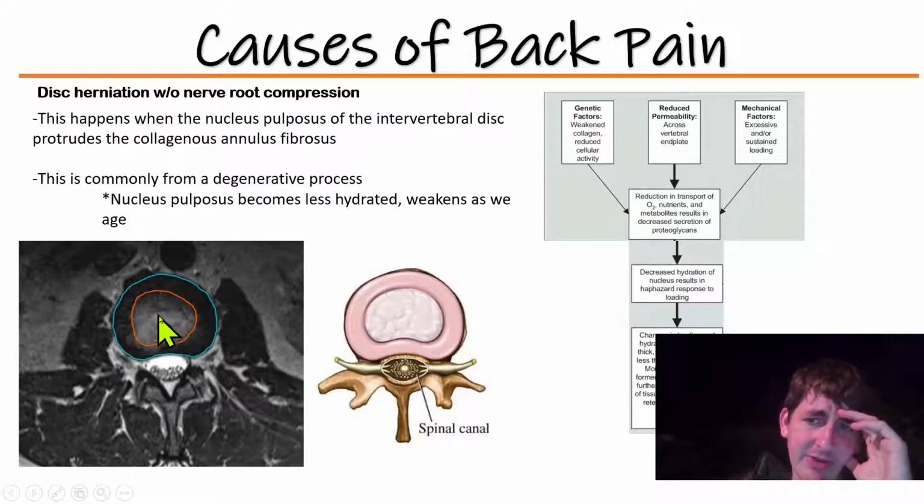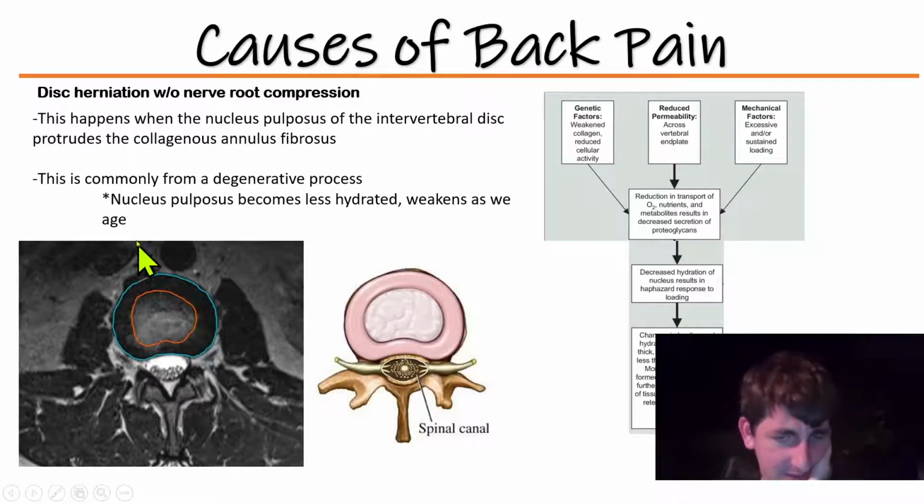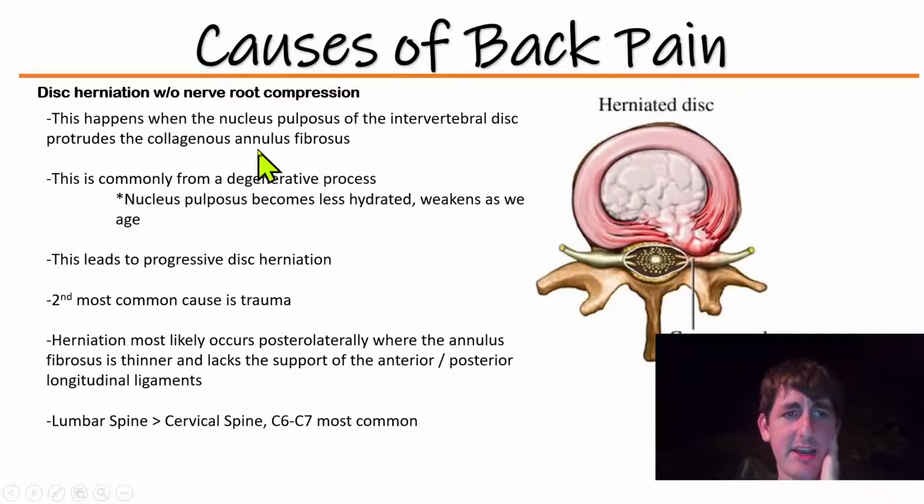So this has fluid in it, right? Hydration. And that's why it's a brighter signal. This is a T2 weighted image. CSF is bright, fluid is bright. But as they age, there's less fluid, so you can see a darker T2 signal. Progressive disc herniation will occur here.